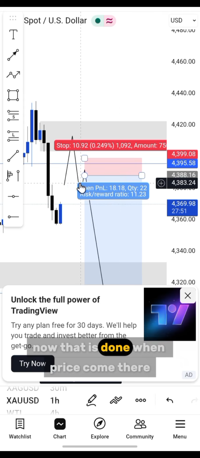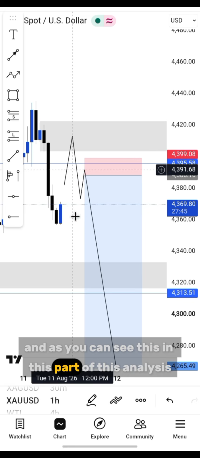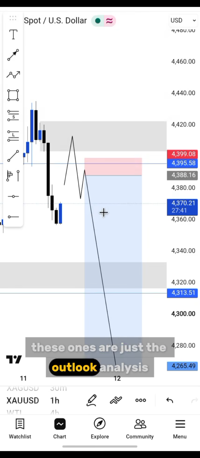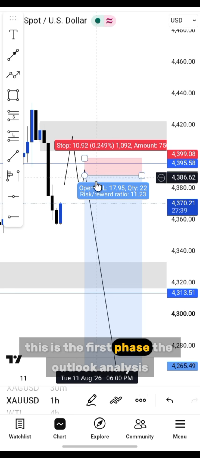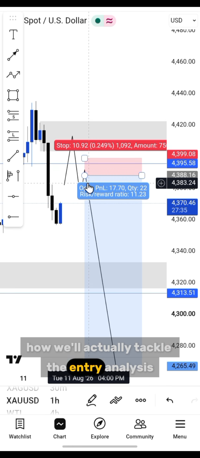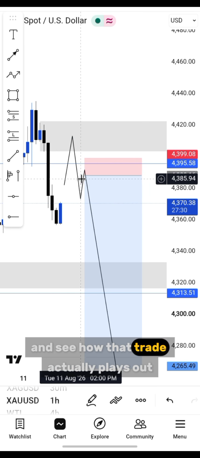Now that is done. When price comes there, we now have to look for further lower time frame confirmations. And as you can see, this part of the analysis we call the entry analysis. These ones are just the outlook analysis. This is the first phase, the outlook analysis. Keep watching to see how we'll tackle the entry analysis before we go ahead and execute our position and see how that trade plays out.